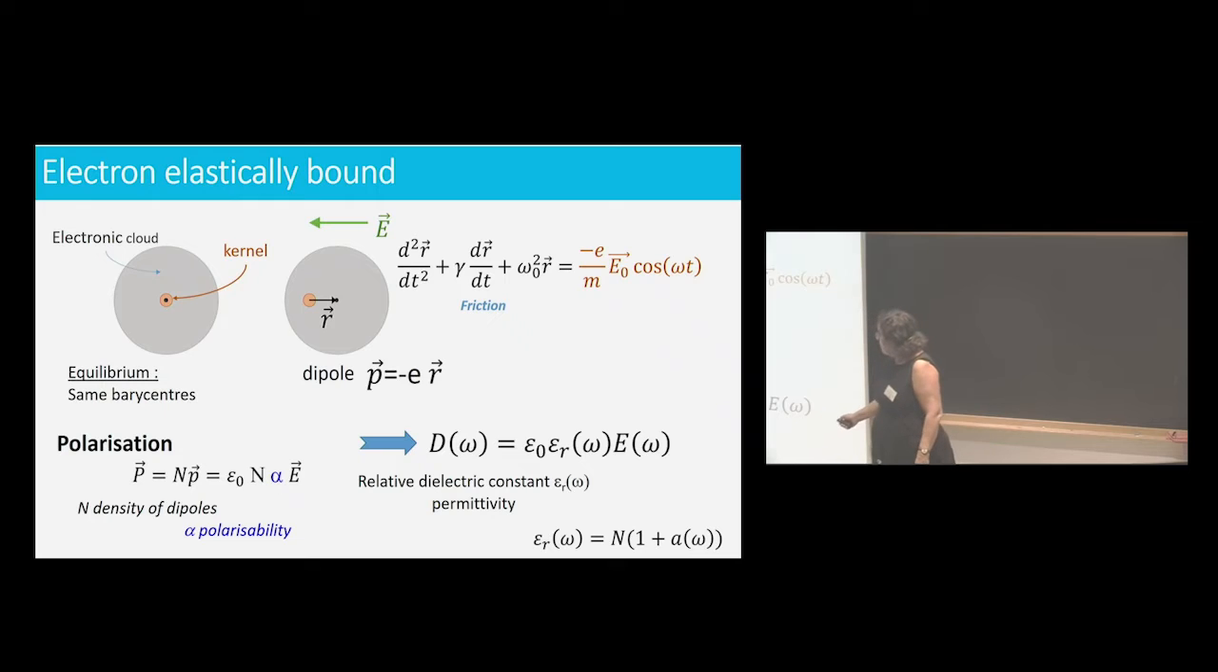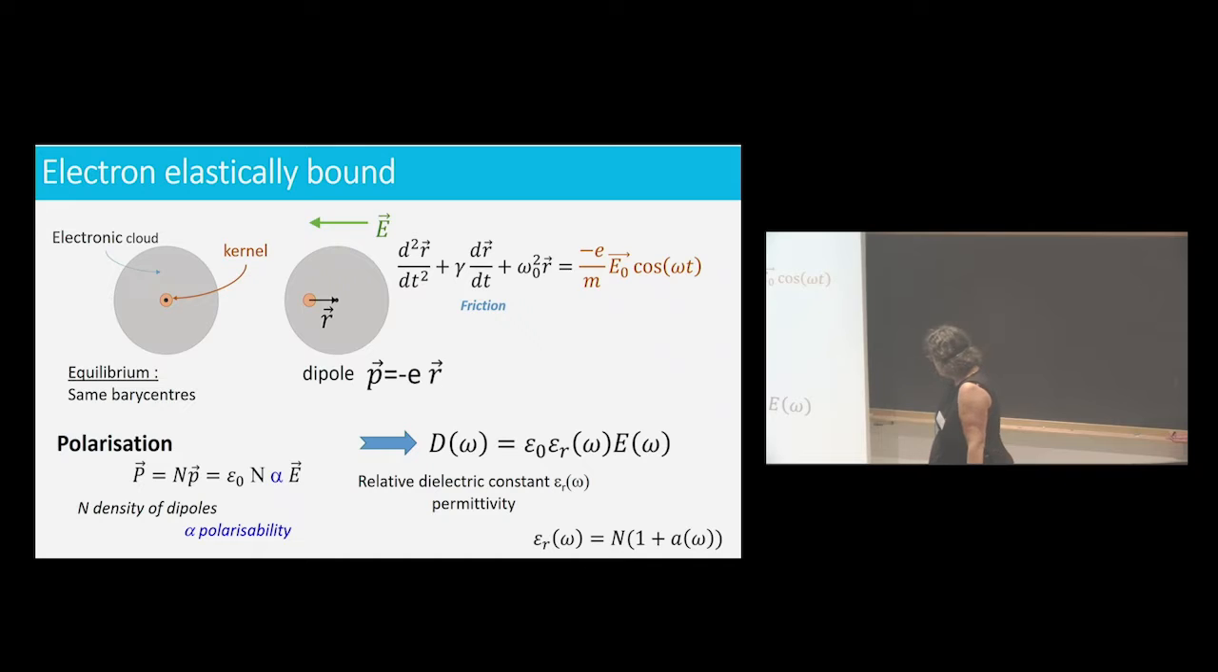Because the barycenters are not at the same place, you create a dipole. You can define the polarization of the material as the mean value of the dipole moment times n, the density of dipoles. In the linear approximation, this polarization is linked to the field, and you can define what is called the polarizability. This polarizability is directly linked to the dielectric constant, epsilon r, which relates the D to the E.